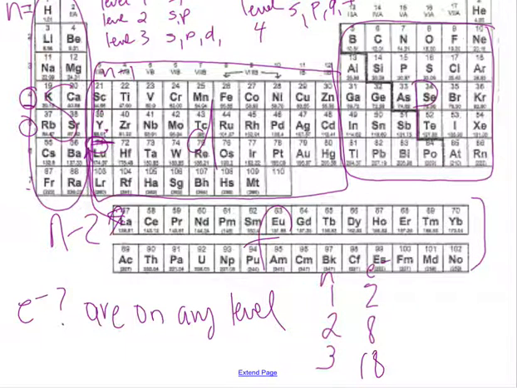2n squared, and you need to know that. To figure out how many electrons are on any level, you need to know 2n squared, because they could give you a theoretical level of 25, and you have to figure out how many electrons could be on that level. That's a common thing the AP asks. So you need to know 2n squared. Okay?